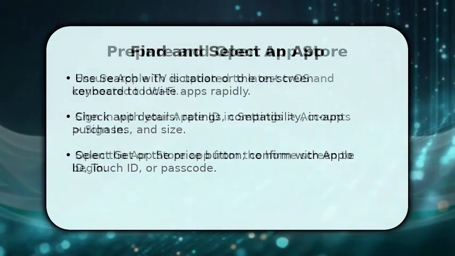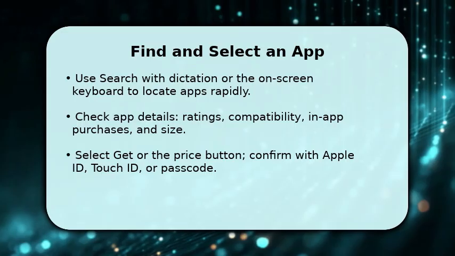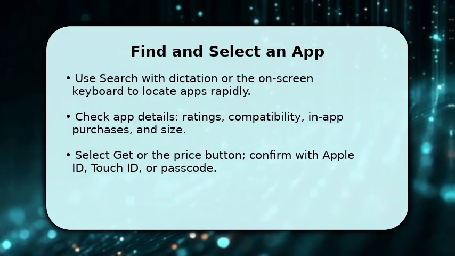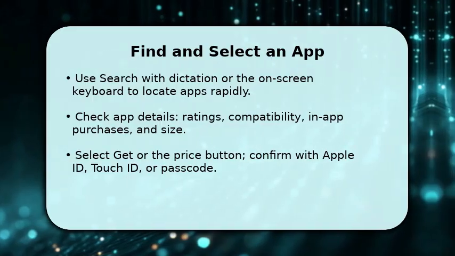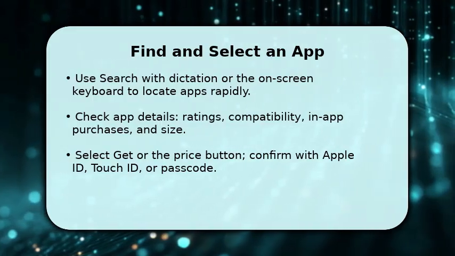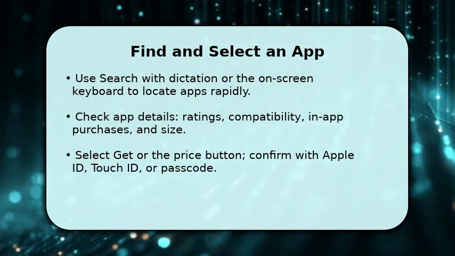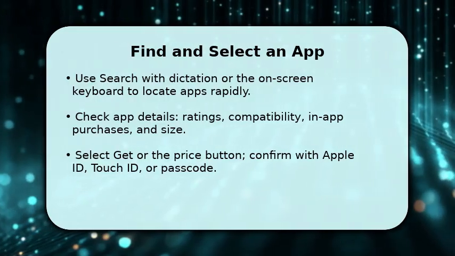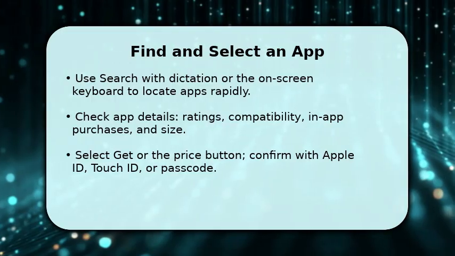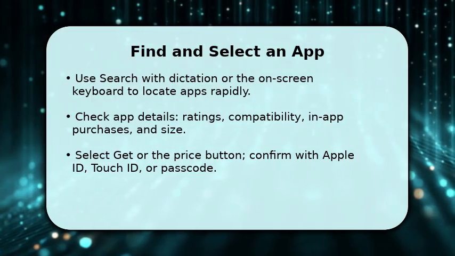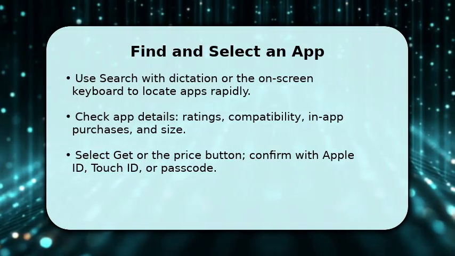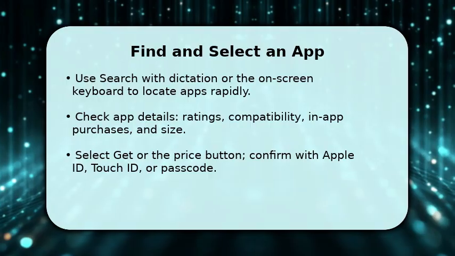You'll search and evaluate apps next. Use the Search tab and the Siri remote for dictation or the on-screen keyboard to type a name. This speeds the process. Once you find a candidate, review the app page. Look at ratings, device compatibility, in-app purchases, and download size so you know what to expect. When ready, select Get or the Price button. Confirm the purchase or free download with your Apple ID, passcode, or linked authentication method to start the install.